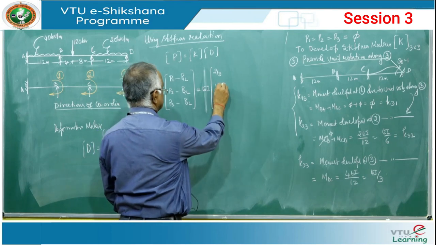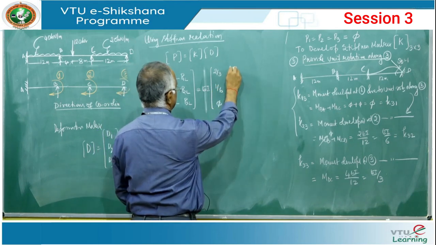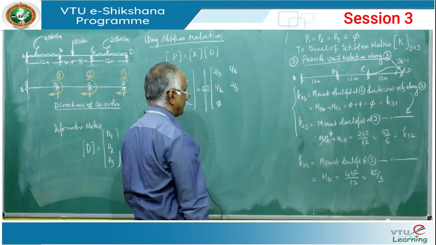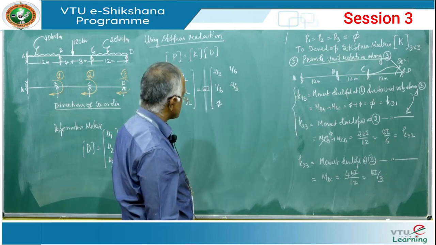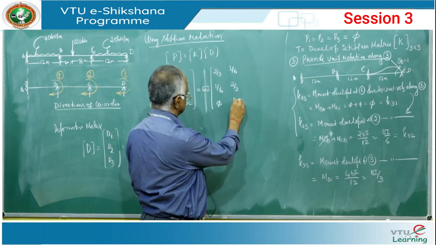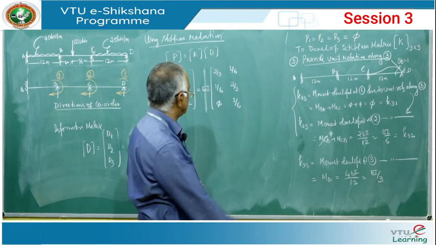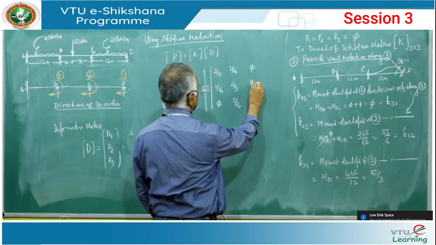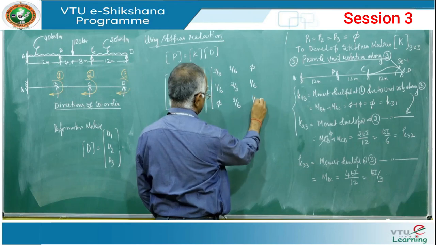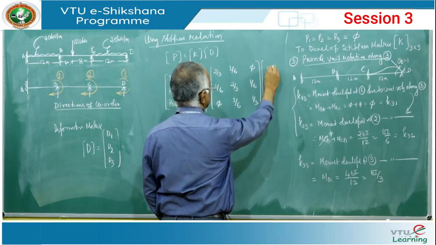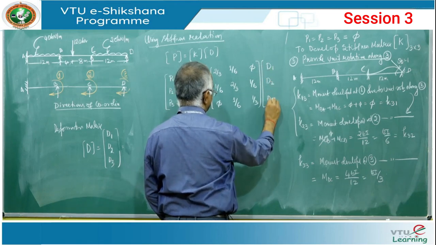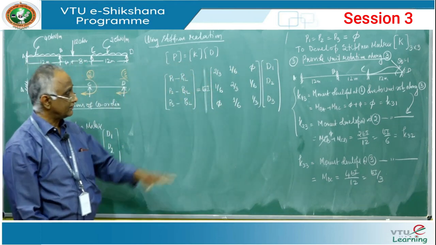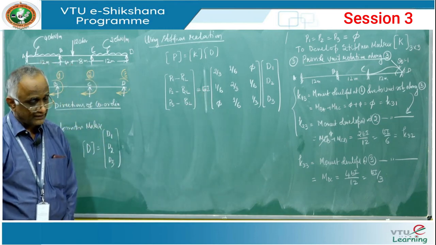and EI by 6, it is 1 by 6, 0. So it is 1 by 6. This is 2 by 3 and this one is 1 by 6 and this is 0 and this is 1 by 6 of course and this is 1 by 3. Coming to the deformation matrix, it is D1, D2 and D3. I simply copied all the values of the coefficients of the columns 1, 2 and 3. I have taken out EI outside the matrix to simplify easily.